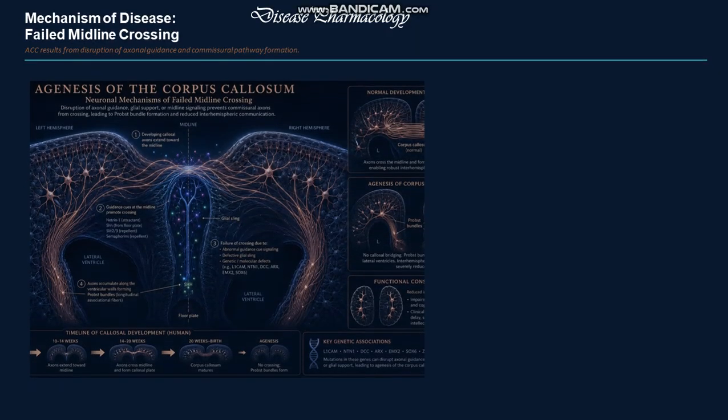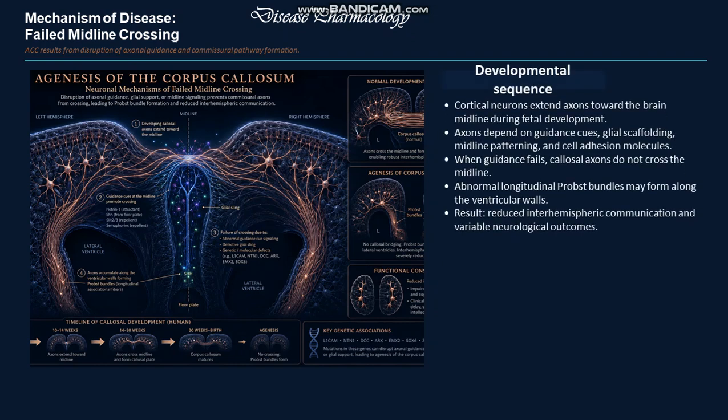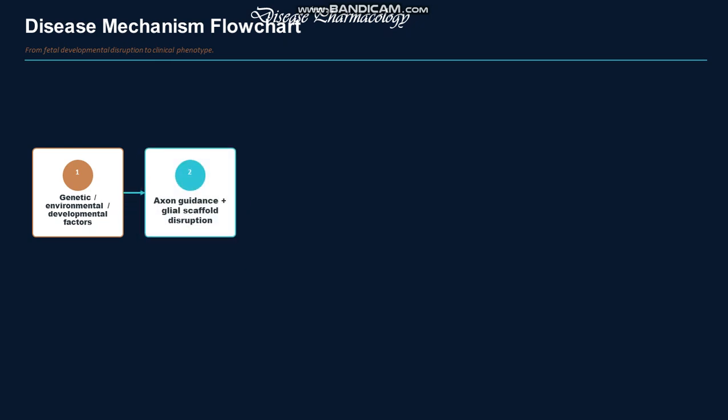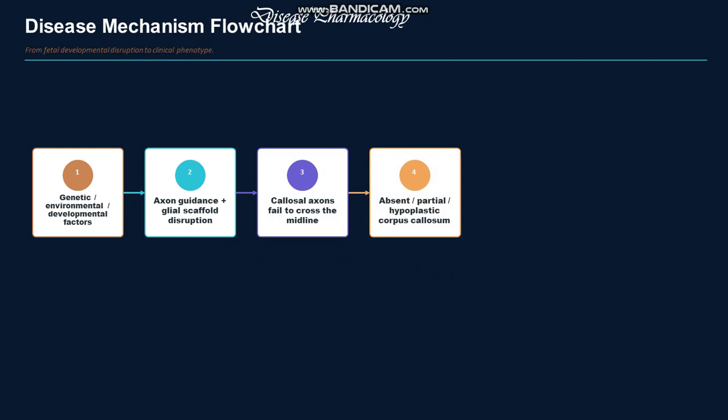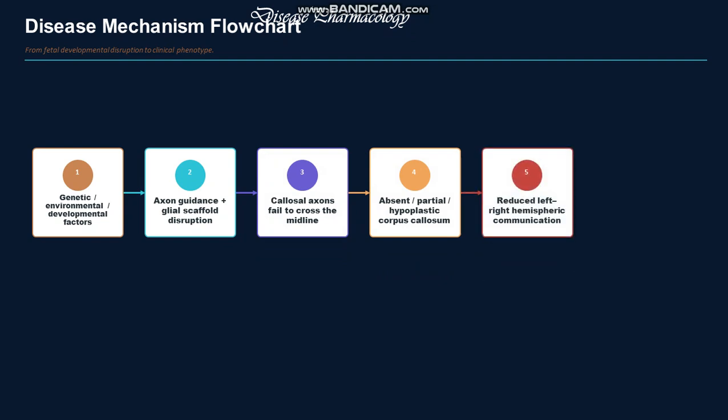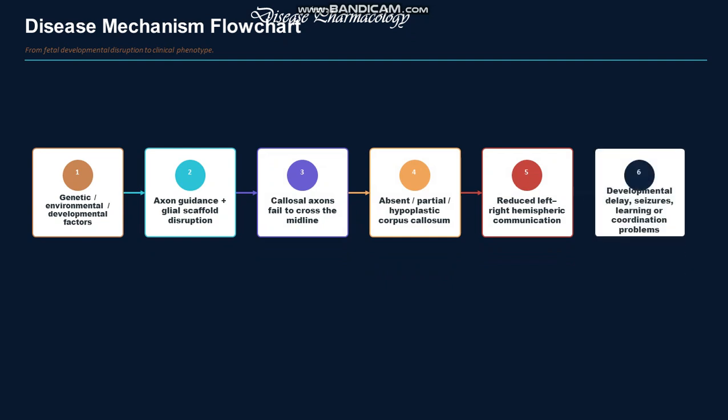Mechanism of disease, it's very important. Developmental sequence: cortical neurons extend axons towards the brain midline during fetal development. Abnormal longitudinal Probst bundles may form along the ventricular walls, resulting in reduced interhemispheric communication and variable neurological outcomes. That is the disease mechanism flowchart: genetic, environmental, developmental factors, axon guidance, glial scaffold disruption, callosal axons fail to cross the midline, absent, partial or hypoplastic corpus callosum, reduced left-right hemispheric communication, which results in developmental delay, seizures, learning or coordination problems, and problem solving difficulties.